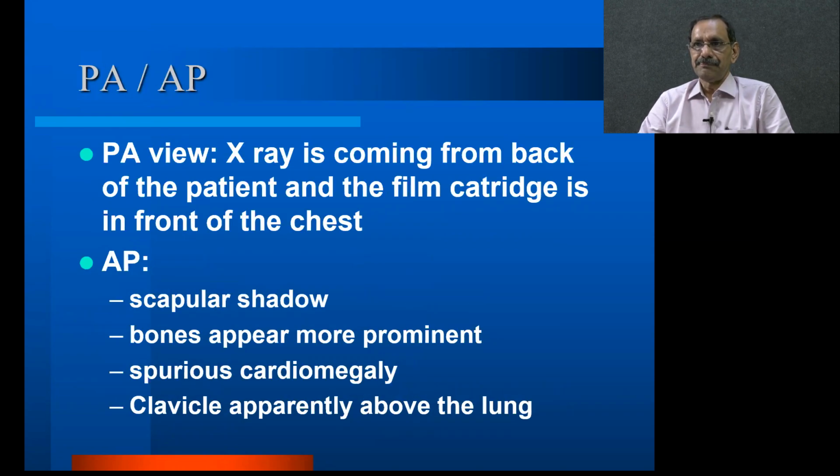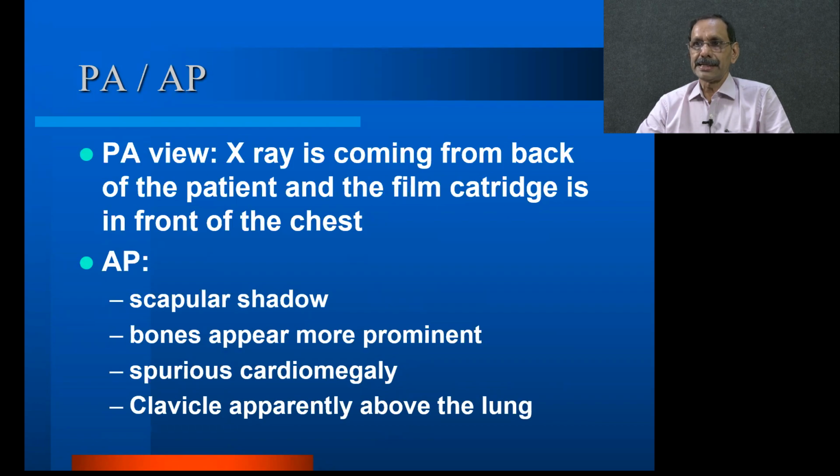Now PA or AP. In PA view, the X-ray is coming from the back and the X-ray film is on the front of the patient. So much so, the soft tissue, the heart, everything is almost very near to the X-ray film. But in AP view, the X-ray film is in the back and the X-ray is coming from anterior to posterior, which means that scapular shadow will be more prominent, the bones, the vertebrae will be more prominent, basically because the X-ray film is posterior, very near to all these structures.